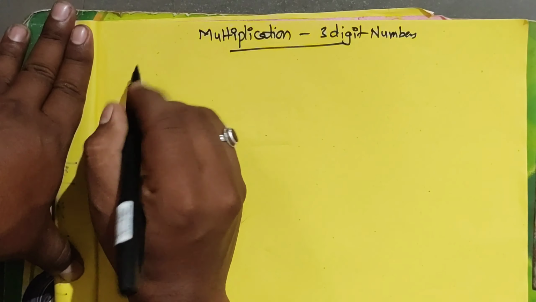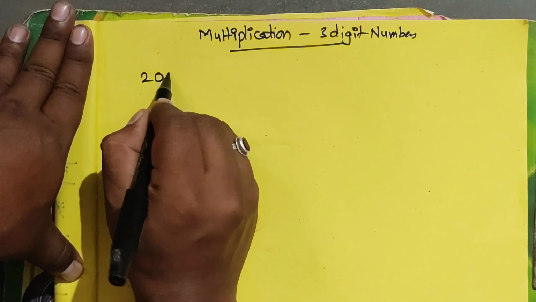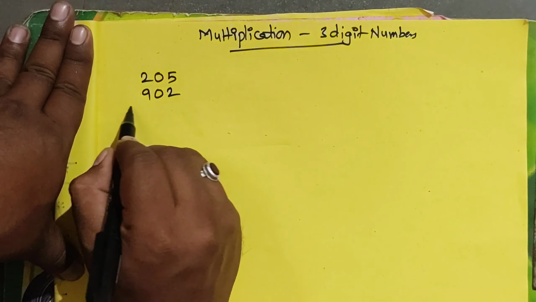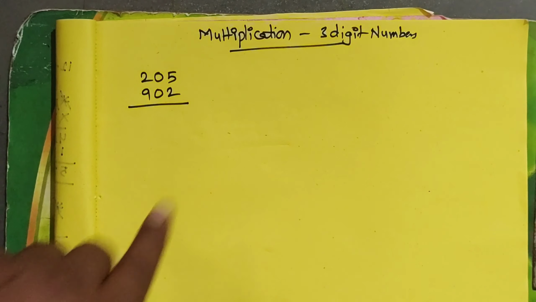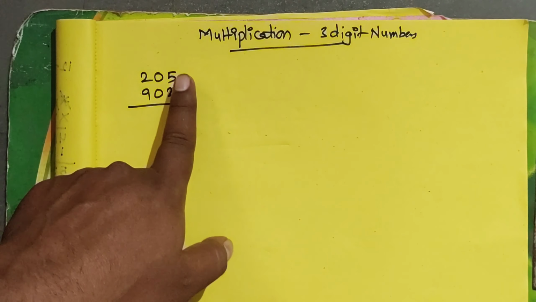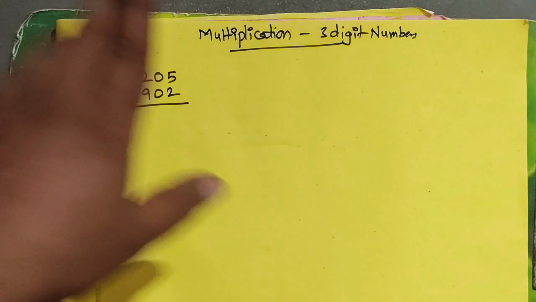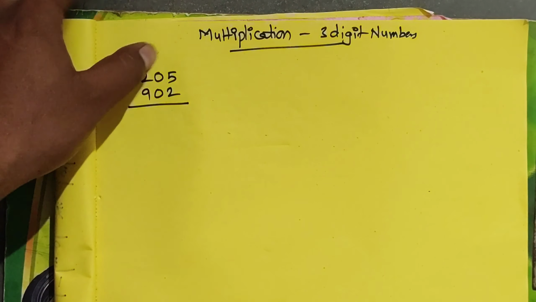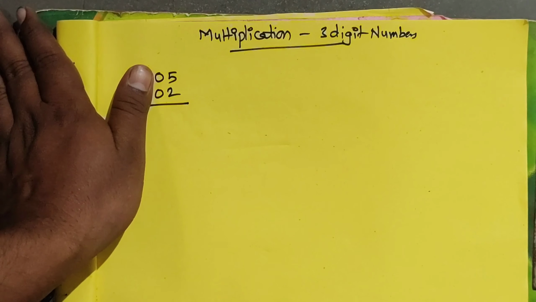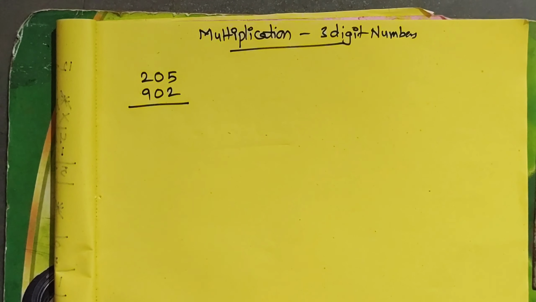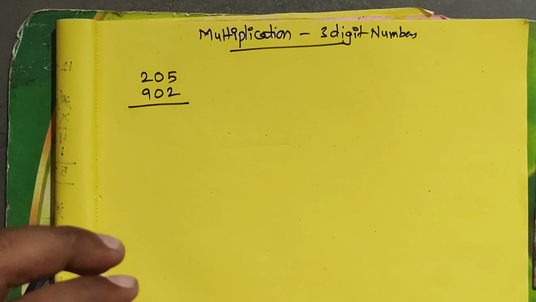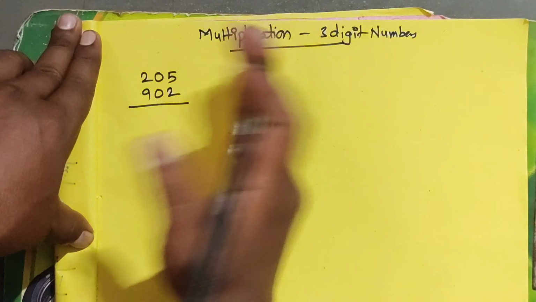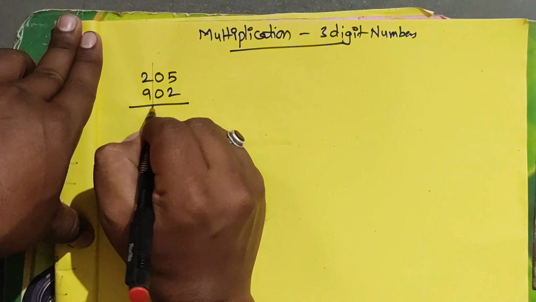That is 205 and 902, like this. If you observe here, in the units place and tens place we have very small numbers, so these tables we know easily. When you know these two tables like this, you can follow this method. In this case, you should take one line after two digits like this.